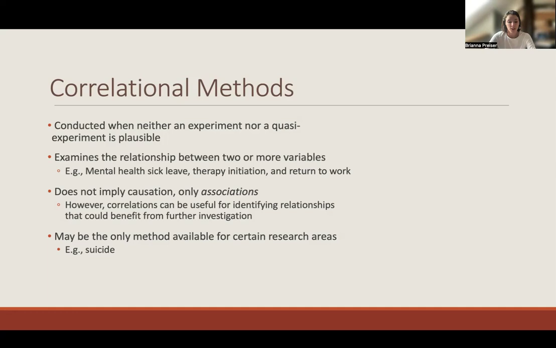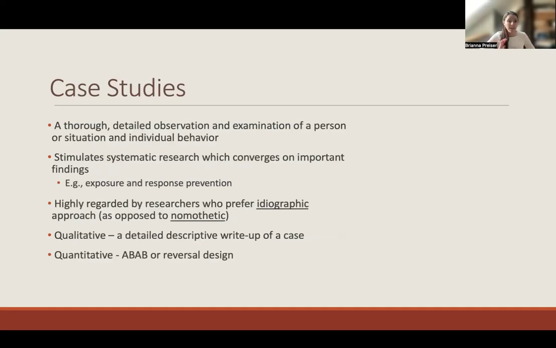So these correlational studies can constitute important early steps in an evolution of research on a particular topic, and that would eventually lead to more experimental or quasi-experimental designs. They're also sometimes the only method that is available for certain research areas. Like if we were wanting to look at factors that are associated with completed suicides, that's something that we can't look at until after the fact. And so that has to be done with correlational study methods. Okay. Moving on now to case studies.